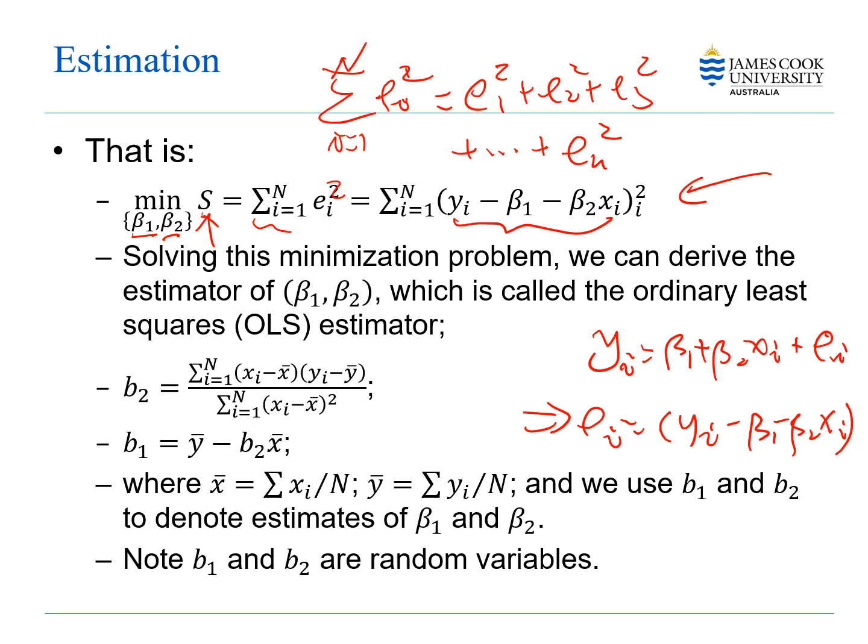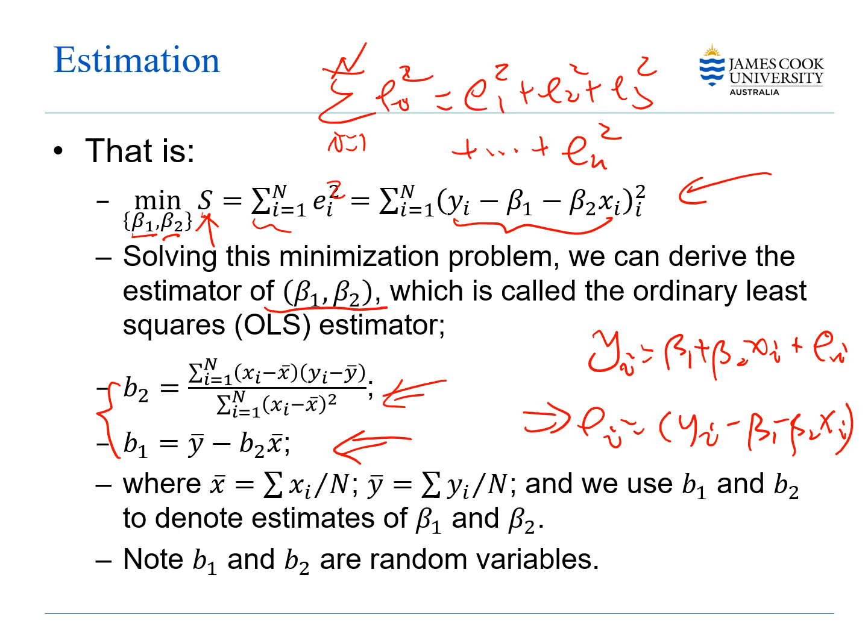Then we plug this into here and solve this minimization problem. I'll show you the technical way to solve this problem later on. We can derive the estimators of beta 1 and beta 2, and we call these the ordinary least squares estimators. So that's the estimator B1 and B2. For the time being, you might be wondering where they come from. I'll show you later on.